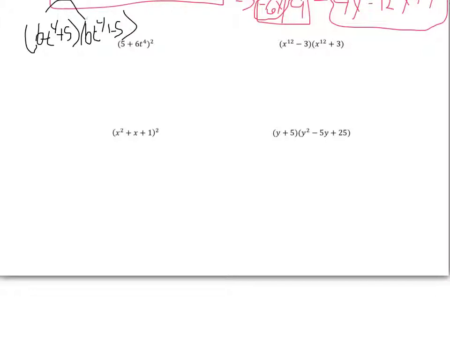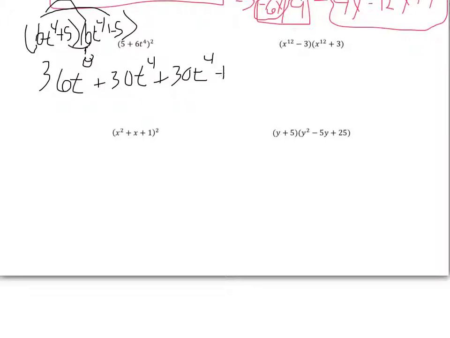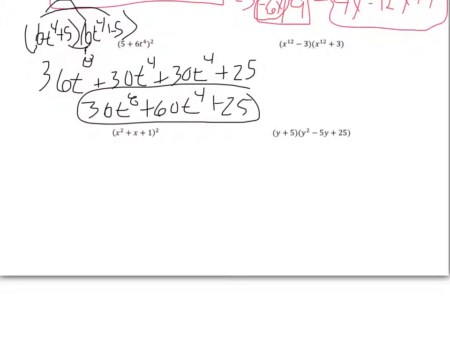When I FOIL this, 6t to the 4th times 6t to the 4th is 36t. Now, if we multiply like bases, we add the exponent, so this is going to be to the 8th power. Okay, the outside, 6t to the 4th times our 5 is going to be plus 30t to the 4th. Inside, 5 times our 6t to the fourth is another 30t to the fourth. And then finally 5 times 5 is 25. Combine our like terms. 36t to the eighth plus 60t to the fourth plus 25. And that's what we have.